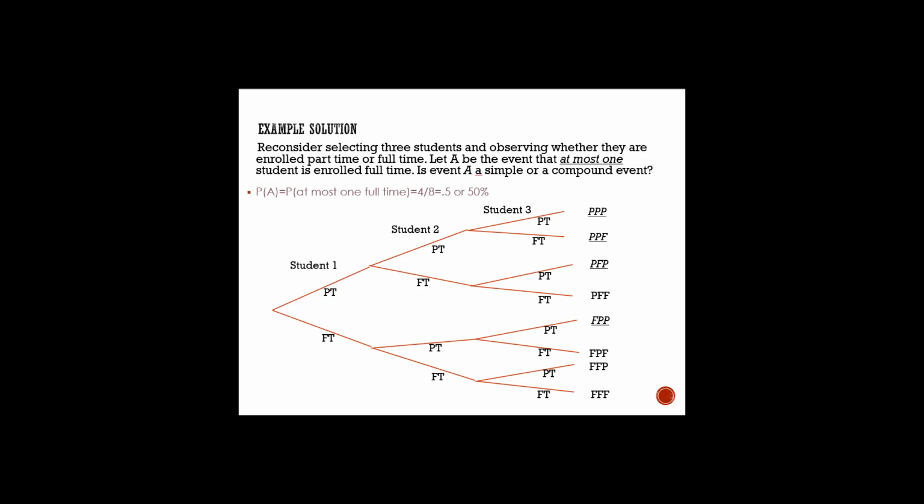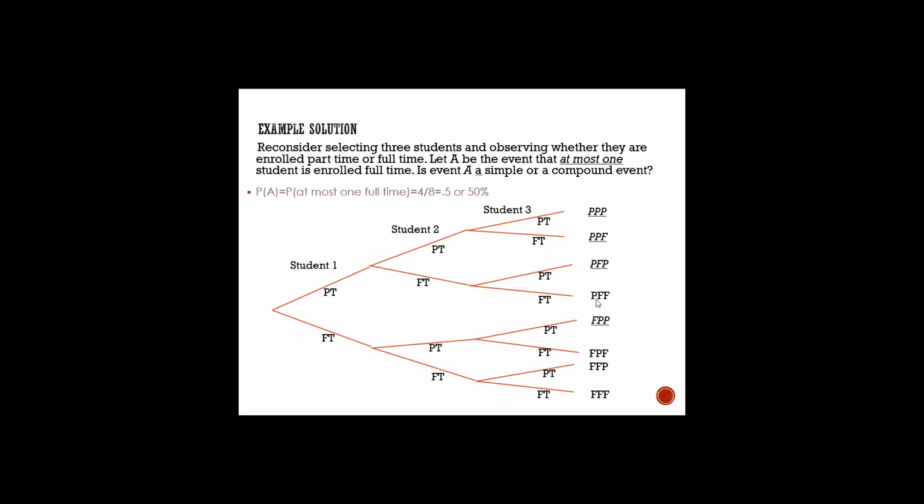So we go over here to our far right and we look at the possible outcomes that we had, and we see that we had part-time, part-time, part-time, at most 1 full-time. This meets the criteria because it's 0 full-time. So that one I've underlined and italicized. And the next one I look at is part-time, part-time, full-time. Well, there is at most 1 full-time. There's 1 full-time, so it meets the criteria. Then I've got part-time, full-time, part-time. I've still got 1 full-time, at most 1 full-time. This one meets the criteria.